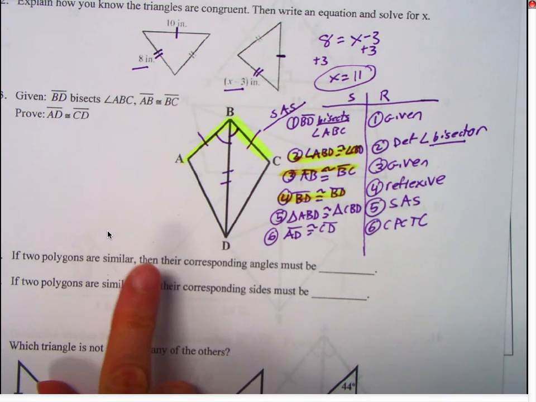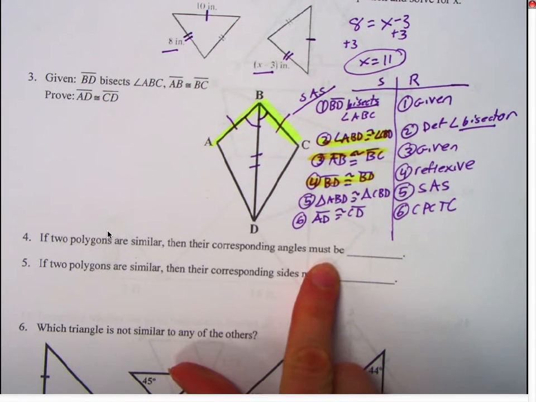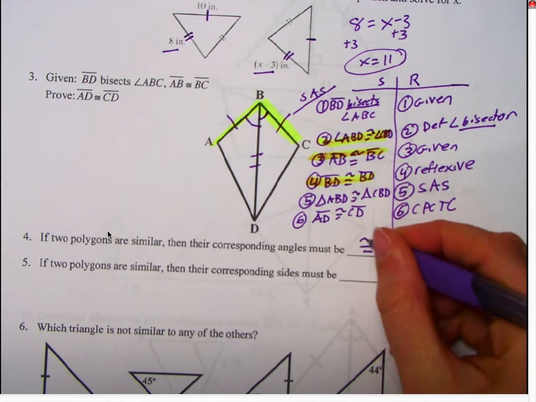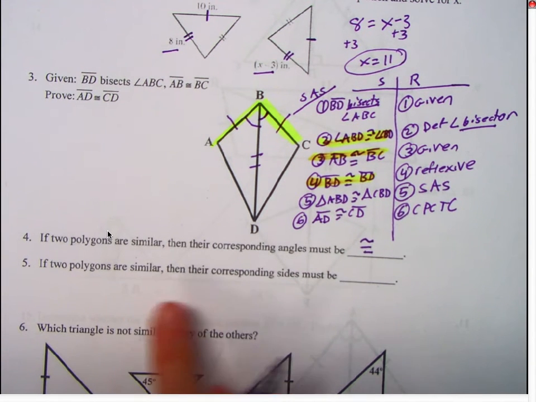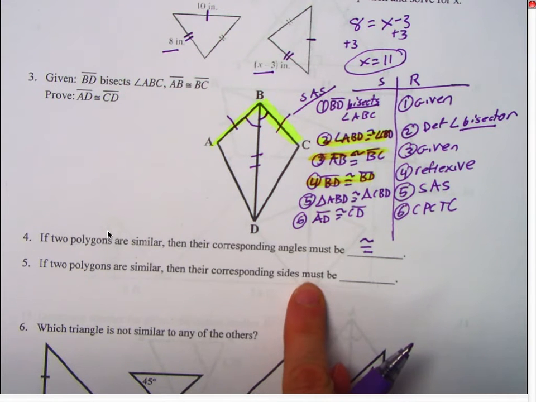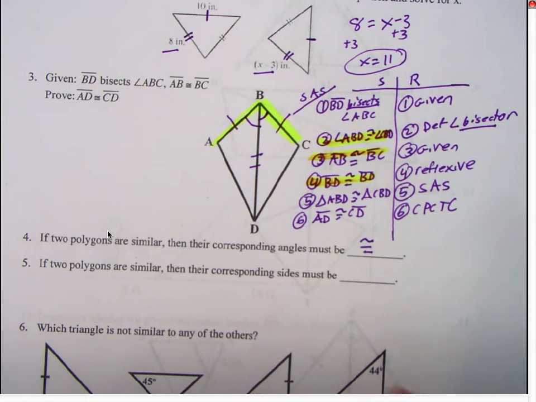If two polygons are similar, then their corresponding angles must be what? Congruent. That's the word. Oh, I get it. Congruent. If two polygons are similar, then their corresponding sides must be what? Proportional.